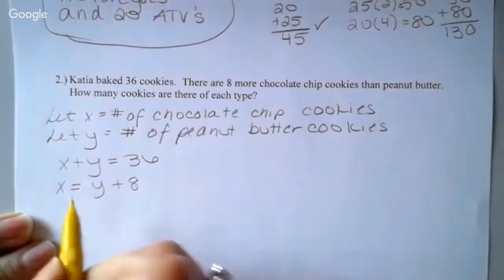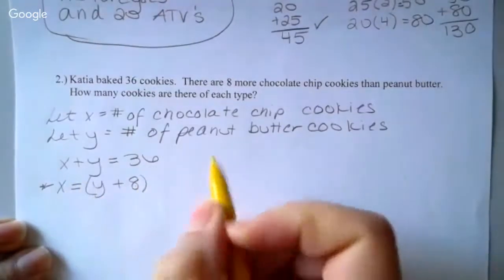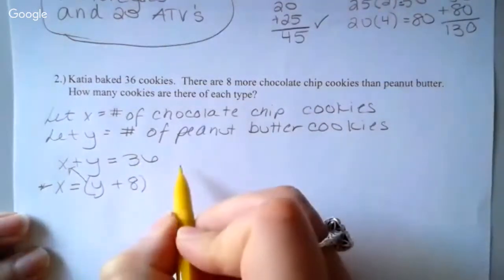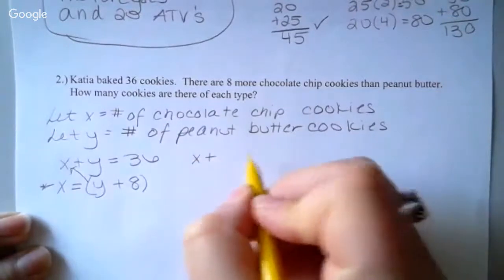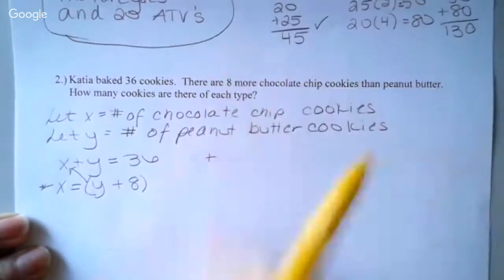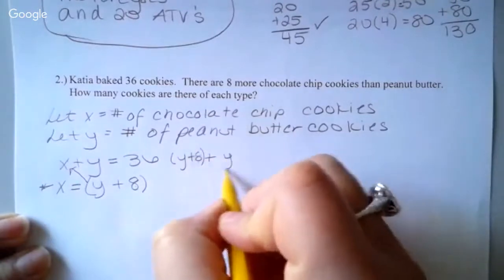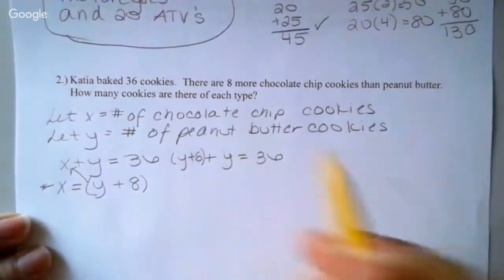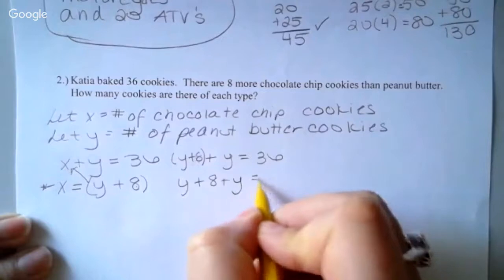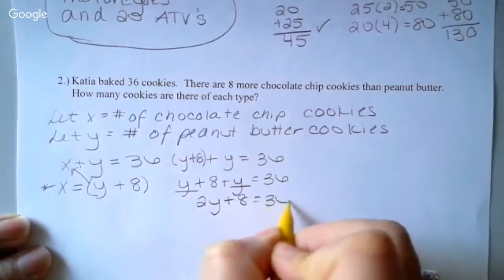Okay, now the way that this is set up, I would think substitution is best because we have one equation that's either in X equals or Y equals form. So if X equals Y plus 8, I'm going to take Y plus 8 and put it in the other equation in X's spot. So this equation is no longer X plus Y equals 36. It's Y plus 8 plus Y equals 36. The Y's I can combine to make 2Y plus 8 equals 36.